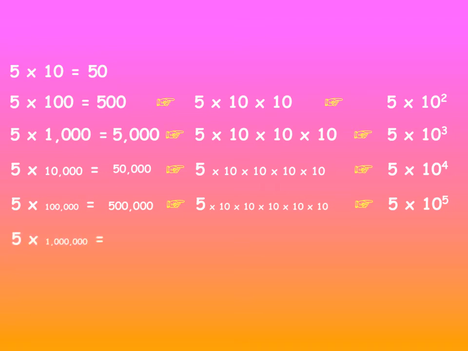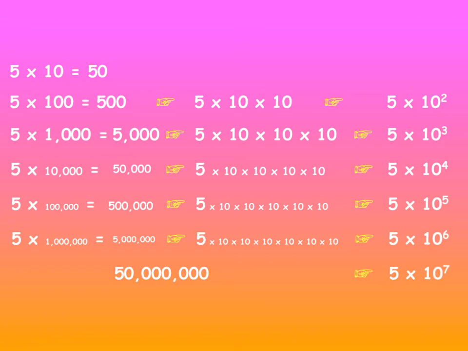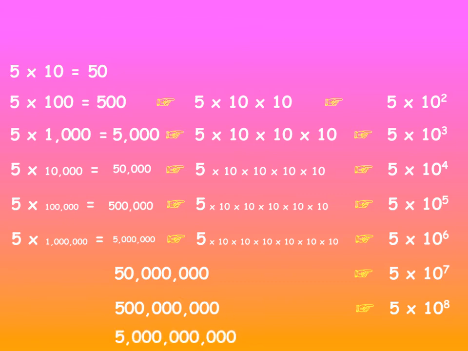5 times a million is 5 million. That's a lot of multiplying tens. And that is 5 times 10 to the sixth power. So there would be 6 zeros after the 5. 50 million is 5 times 10 to the seventh power. 500 million, 5 times 10 to the eighth power. 5 billion is 5 times 10 to the ninth power.